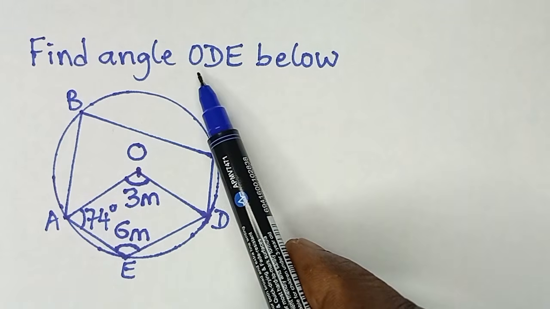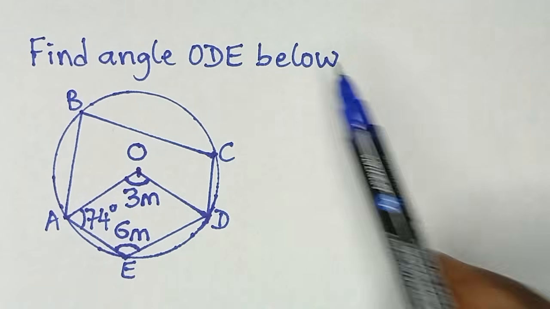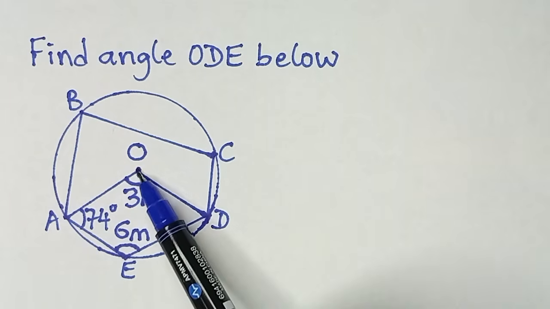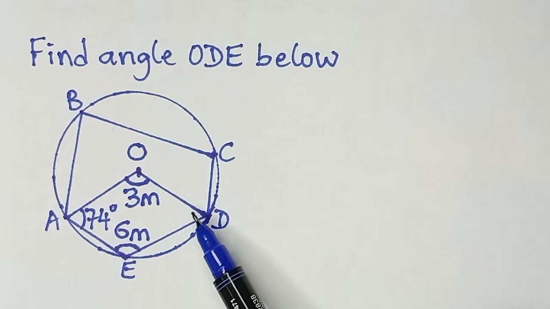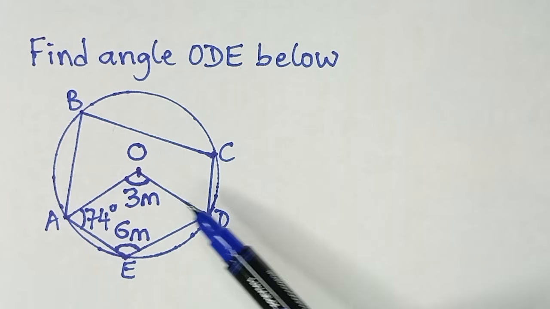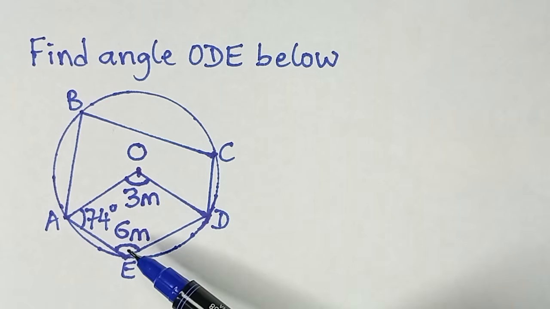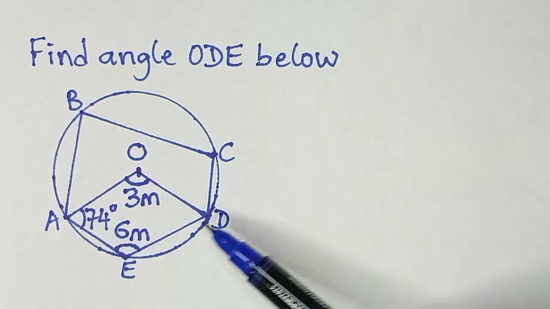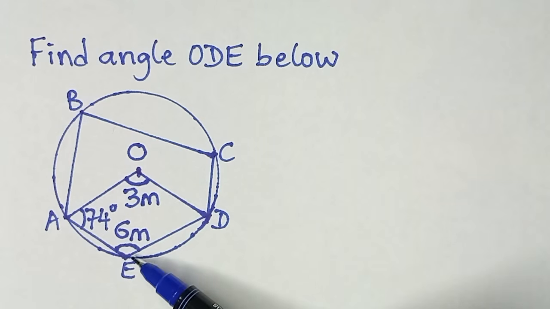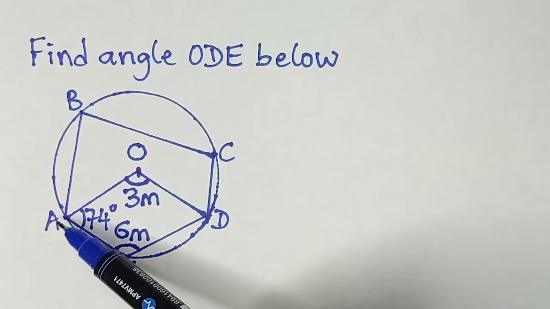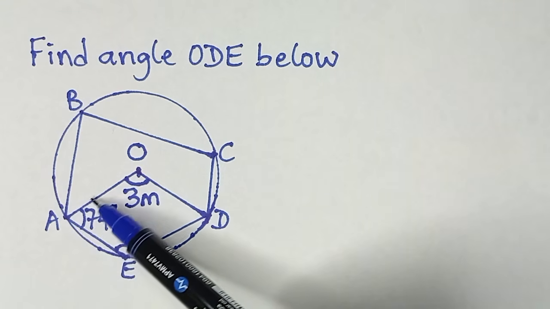Find angle ODE below. So we are looking for this angle ODE, which is this angle here. Now, before we can do that, we have to find the value of M first. If you look at these points A and D, we have these two lines coming to the circumference to form angle 6M.